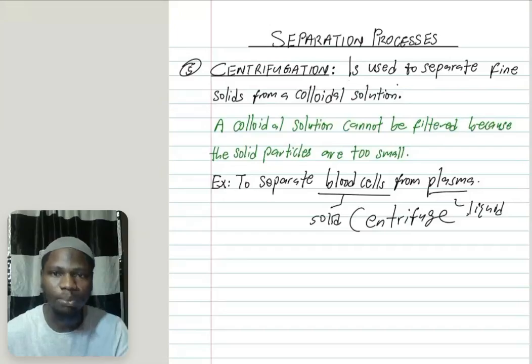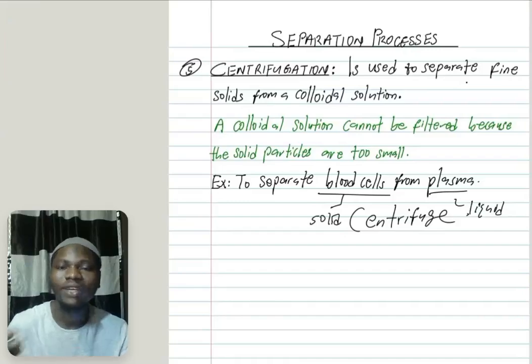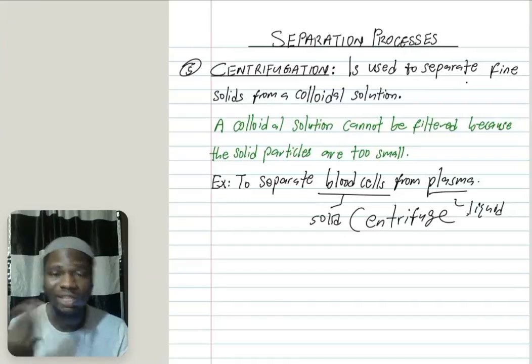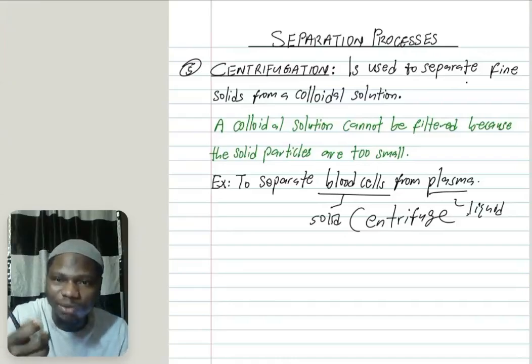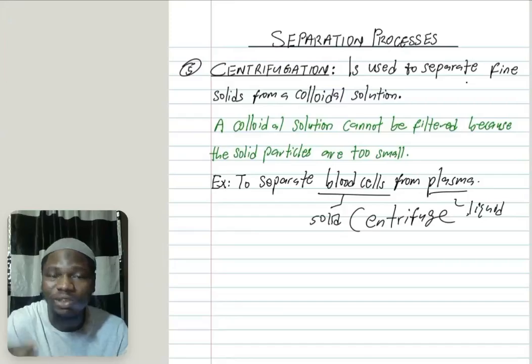Centrifugation is used to separate fine solids from a colloidal solution. Now, what do we call a colloidal solution? And what's the meaning of fine solid? Fine solid does not mean something is handsome or beautiful. It means that the solid is very, very small. When you hear fine solid, it means that the solid particle is really, really small.